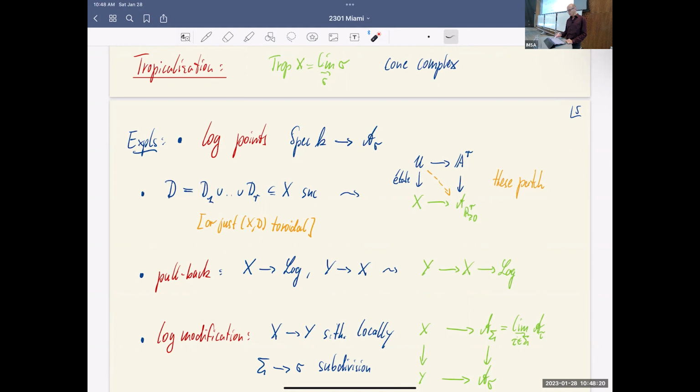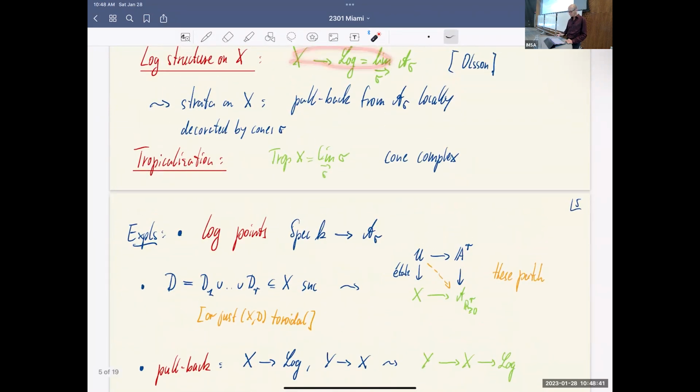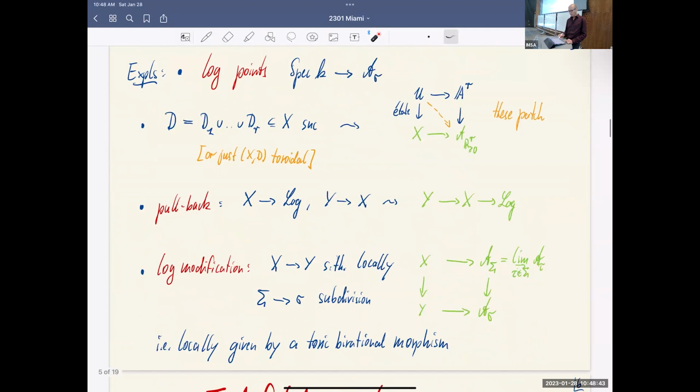That would be given locally by a morphism from an open étale neighborhood, maybe. Actually, you don't need to type simple normal crossings. That could be an open neighborhood to A^r, and then you get the induced map to this quotient stack, and that's the local morphism that you get to define your log structure here. Of course, that also works if that pair is only toroidal.